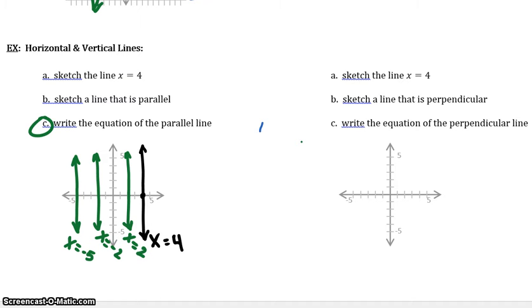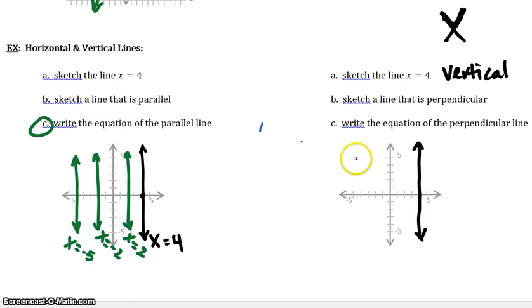For the next one, we start off with x equals 4, which is, again, a vertical line. And if it helps, if you look at an x, the top of an x creates a V for vertical. So that can kind of help you. Now it says sketch a line that's perpendicular. Well, if we start with a vertical line, any line perpendicular to it is going to be horizontal. And you can draw your horizontal line anywhere you want.